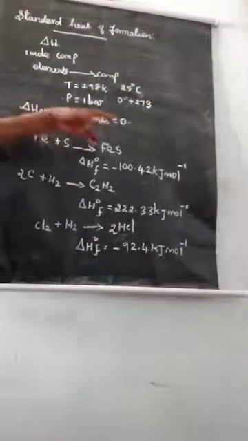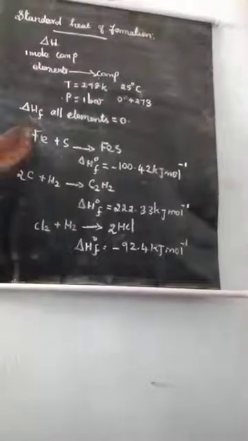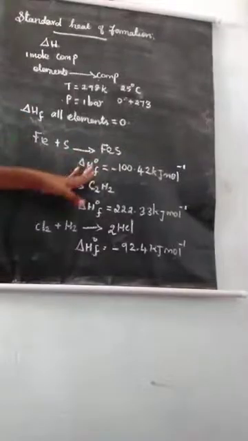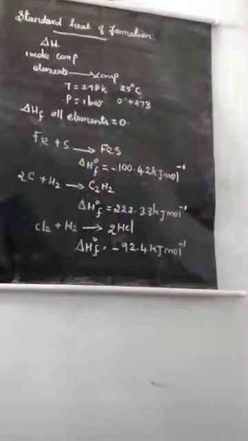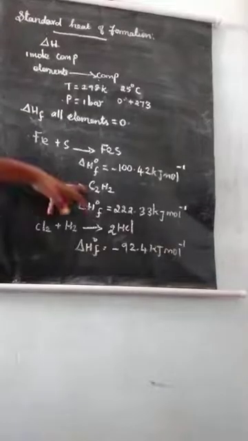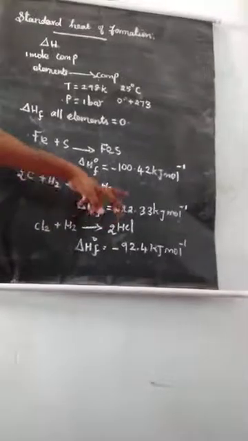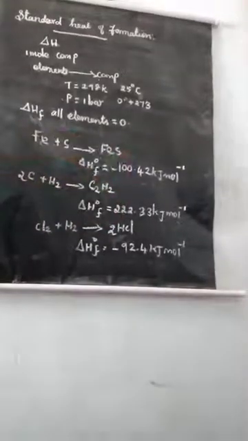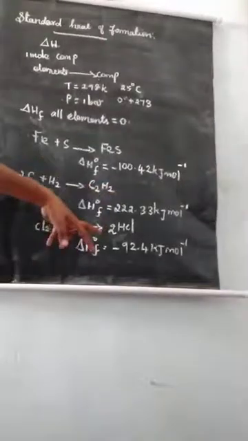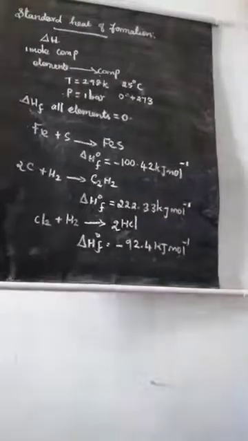Standard heat of formation of all elements is 0. And they gave some examples. Iron and sulfur mixed to form iron sulfide, the value is minus 100.42 kilojoule per mole. The next, carbon and hydrogen to form carbon dihydrogen, value 222.33 kilojoule per mole. The next, chlorine and hydrogen to form hydrogen chloride, value minus 92.4 kilojoule per mole. Understand this topic? Understand everyone?